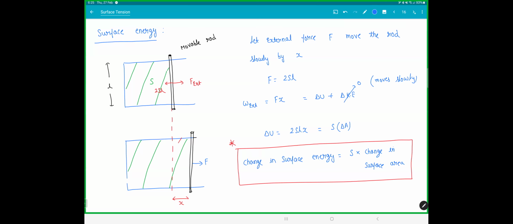Is this clear, everyone? Does that logic make sense? The molecules on the surface have more energy, right? So you have to give more energy, and vice versa. So a system will always try to attain a state of least energy, isn't it?